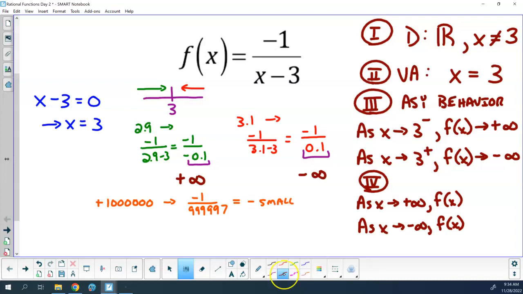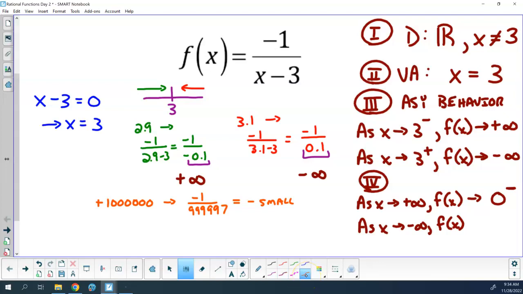So we're going to say then that f of x here is approaching 0 from below, because it's on the negative side, and we can't have negative 0. So we're approaching it from below.